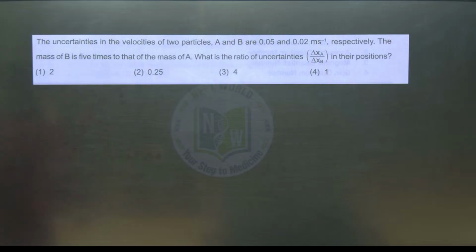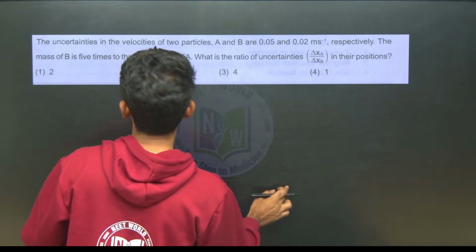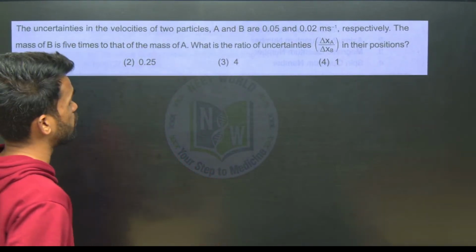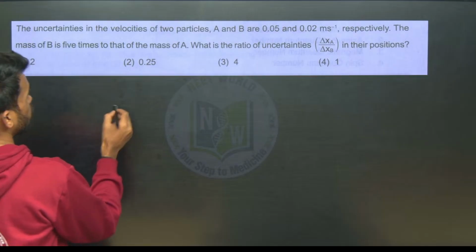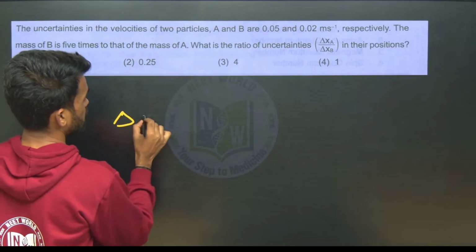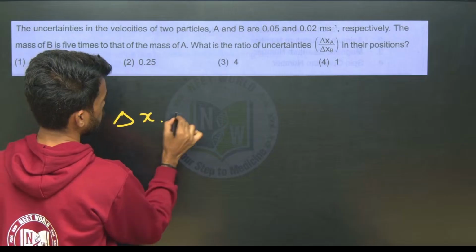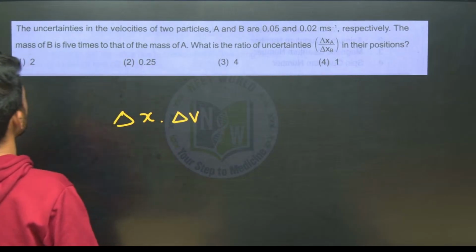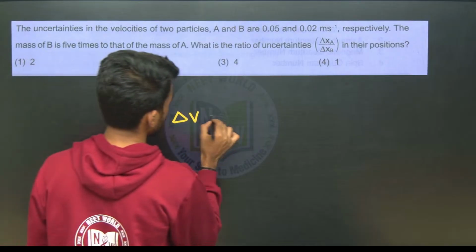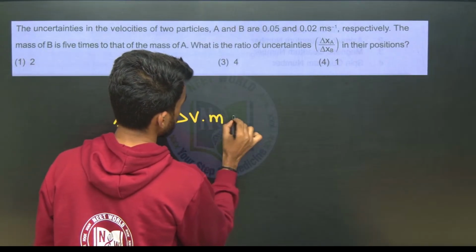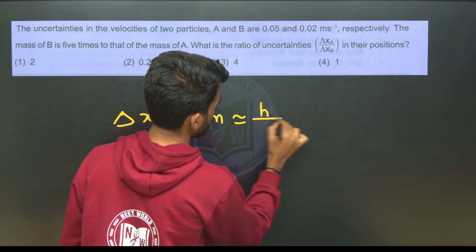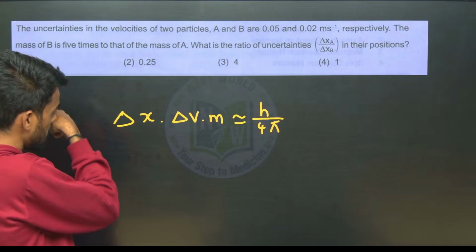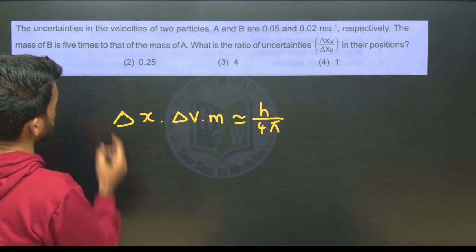So how do we do this? The uncertainty in the velocities of two particles A and B are given. So delta v is given and delta x they are asking. Very easy. Delta x into delta v, and masses are also given, so you take into m also, h by 4 pi. Now use this equation and you can solve that.